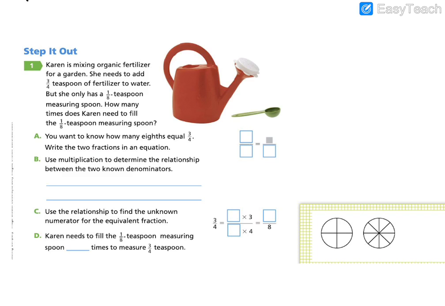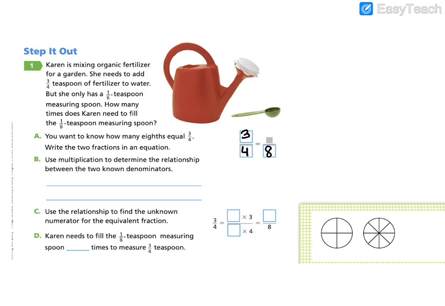Okay, so it's a little tricky. We need to find how many eighths are in 3/4. Write the two fractions in an equation. Okay, it already has one of our equations down here. Here it's asking us to find what's equal to 3/4. So while we haven't solved yet, we just need to put 3/4 here and our eighths here, because we're working in how many eighths will equal 3/4.